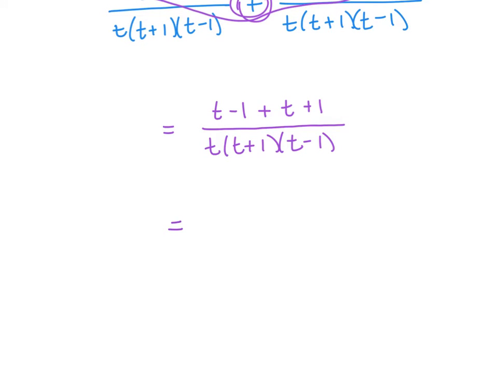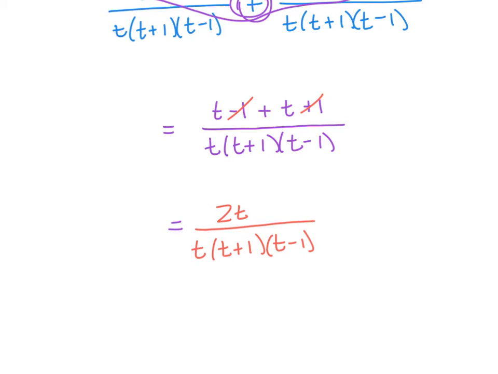Alright, so now let's simplify the numerator. I can see that we have a t plus a t, which gives you 2t. Negative 1 plus 1 is going to cancel out, so we have 2t over t times t plus 1, t minus 1. Alright, so now this is our answer unless we can do any simplifying.